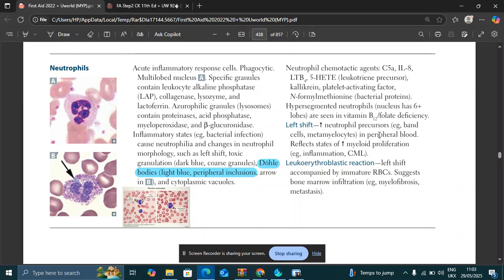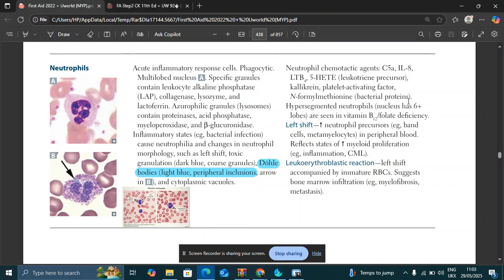Okay, now there are certain agents that help neutrophils to come to the site of inflammation, to come to the circulation. So there are certain chemotactic agents, chemotaxis factors that bring neutrophils to the site of inflammation, and these chemotactic factors are C5a, interleukin 8, LTB4, 5-HETE, these are leukotriene precursors, kallikrein, platelet activating factor, and N-formylmethionine bacterial proteins.